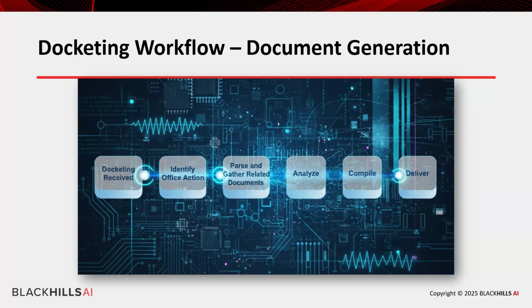So the process here, as you can see, is we would receive docketing. We identify that there is an office action that's come in from the patent office. And then we start running through versions of the prompts that you've seen to create this package. So we're going to parse apart that office action. From there, go and grab the current claim set, grab the specification, and grab any references that are used within the office action.